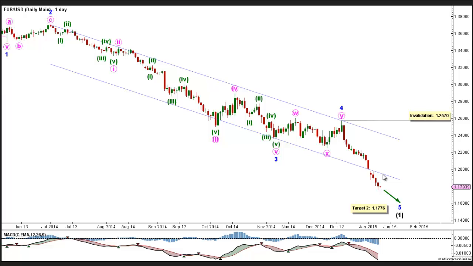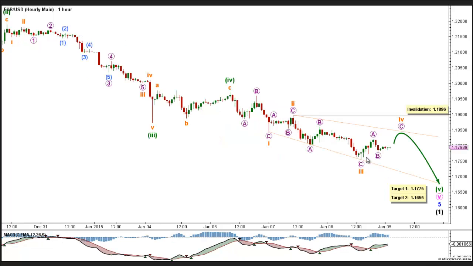This count expects minor wave 5 to continue moving toward the downside to complete intermediate wave 1, and at 1.1776, minor wave 5 would reach 161.8% the length of minor wave 1. This wave count is invalidated by movement above 1.2570, as this is the start of minor wave 5.